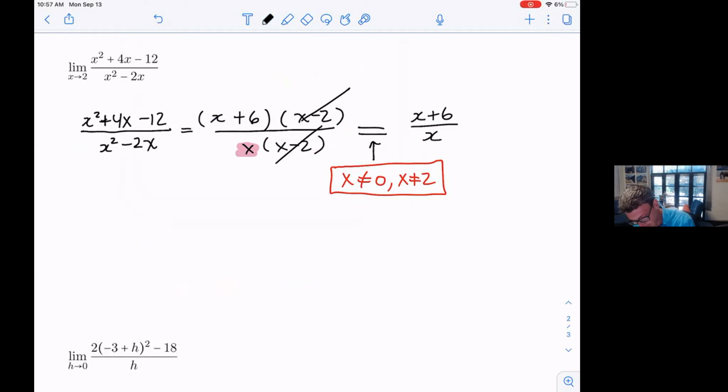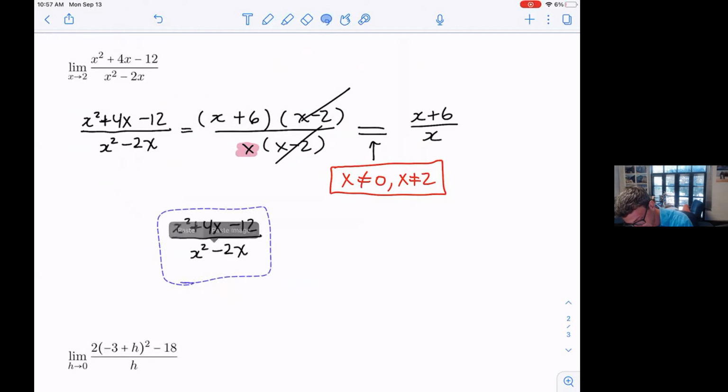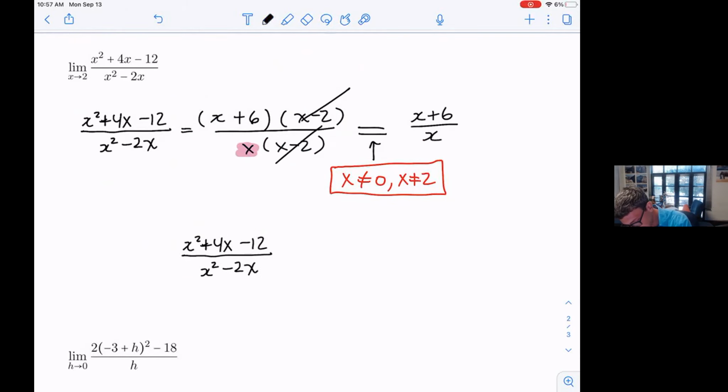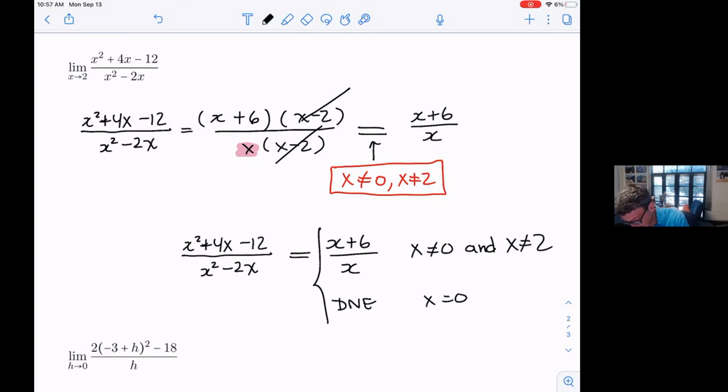And so I do kind of have this equation that says that this expression here is going to be the same as x plus 6 over x, as long as x is not equal to 0 and x is not equal to 2. And then, of course, it would be does not exist if x equals 0 or x equals 2.